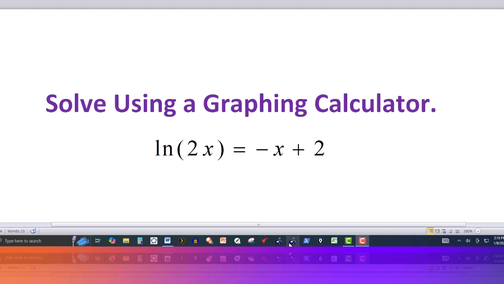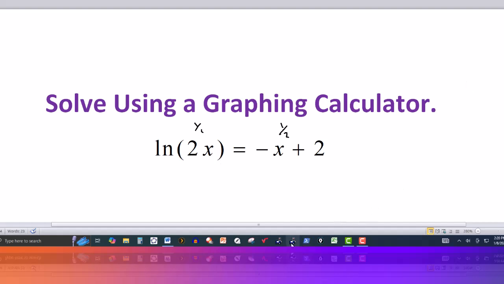In this video, we're going to use a graphing calculator to solve this equation here, ln of 2x equal to minus x plus 2. And we're going to use two methods, one using the intersect feature of the calculator and one using the zero feature. So say this is function f1, this one's f2 or g, whatever you want to call it. I'll call it y1 here and y2 here. If we can find the intersection of these two functions, y1 and y2, then the first component of that intersection point will be the solution.